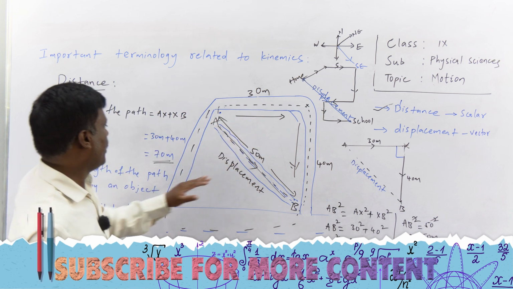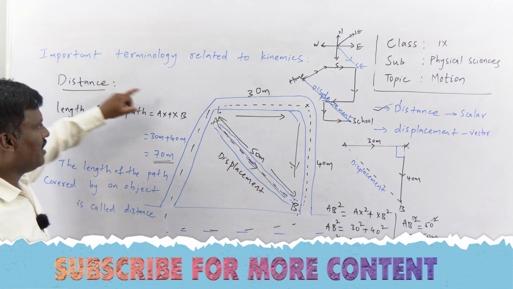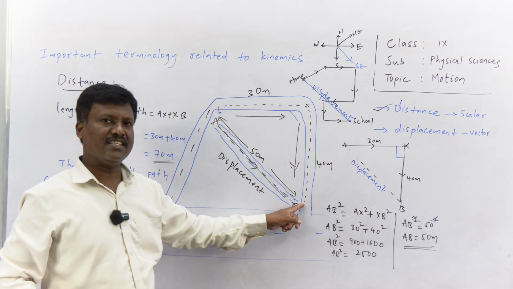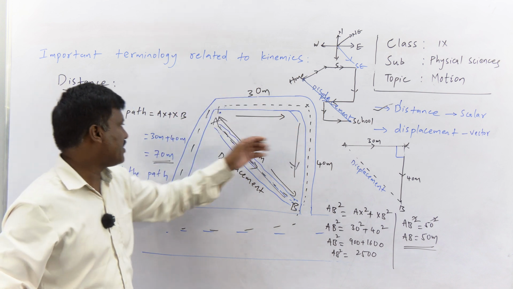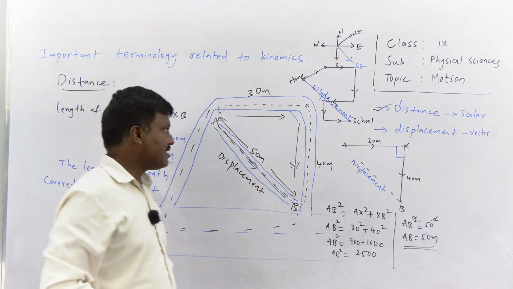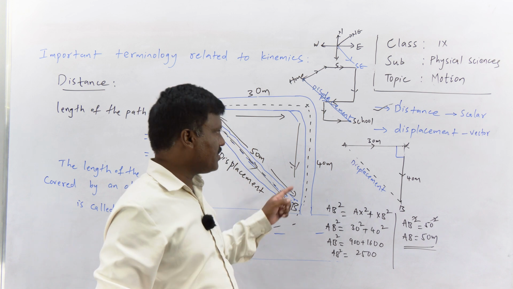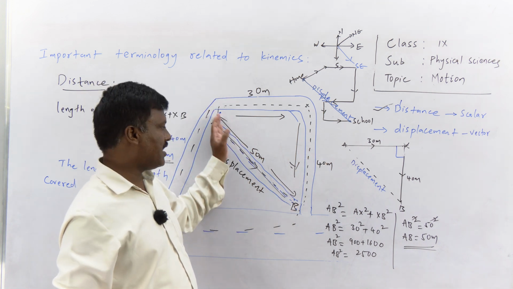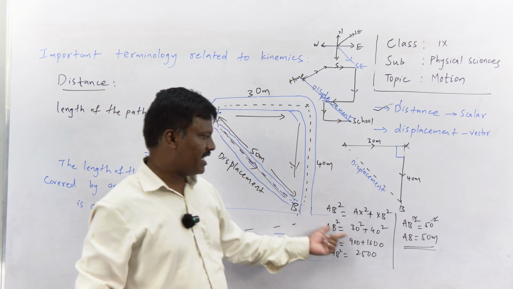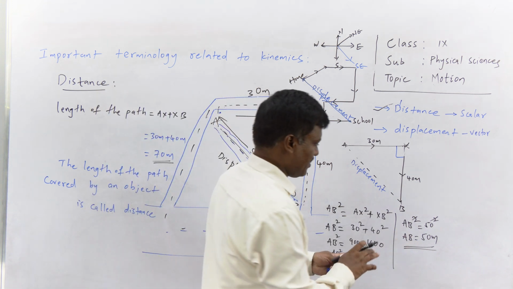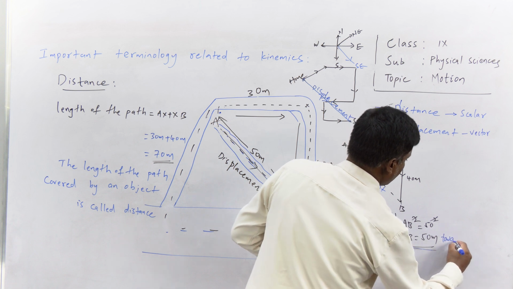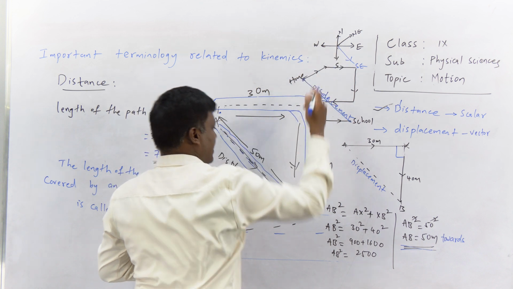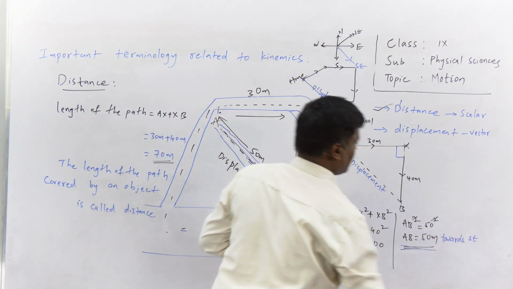In this example, what is the distance traveled? Distance is called the length of the path. The object traveled from here to here and here to here. This is distance: 30 meters plus 40 meters, together 70 meters. What is the displacement of the object? This is the initial point, this is the final point, and this is the shortest distance between the initial and final point. The shortest distance we found with the help of the Pythagoras theorem. So 50 meters is the displacement. But displacement has direction now. We have to write the direction of this displacement: towards southeast. The displacement of the object is towards southeast.